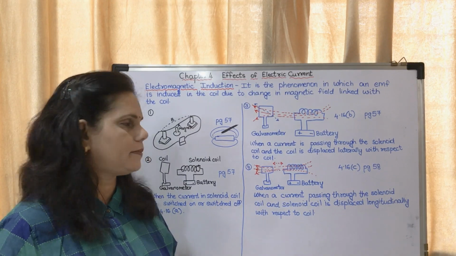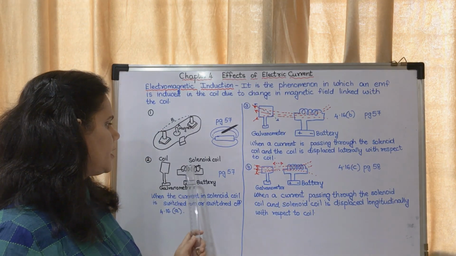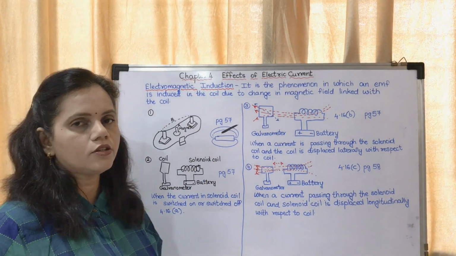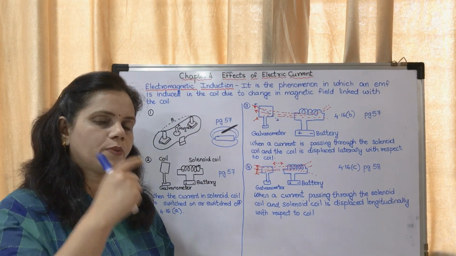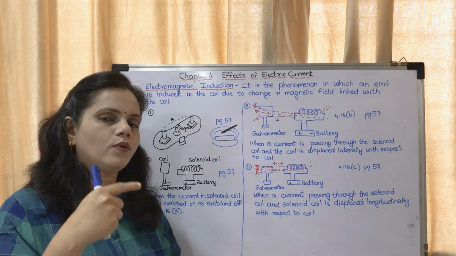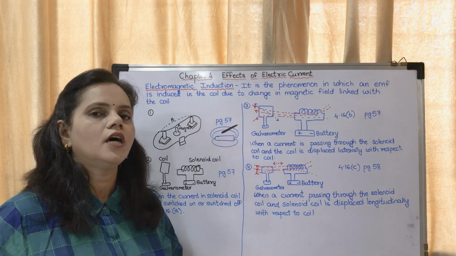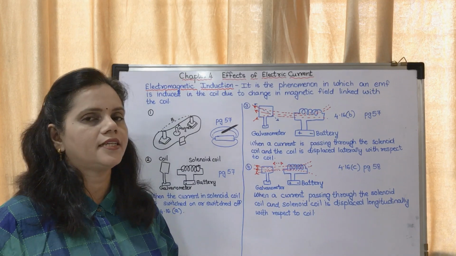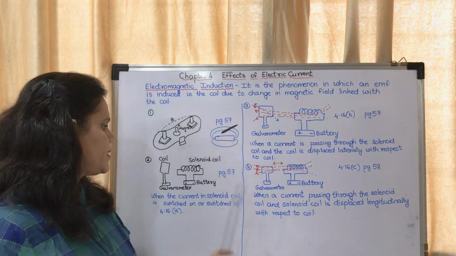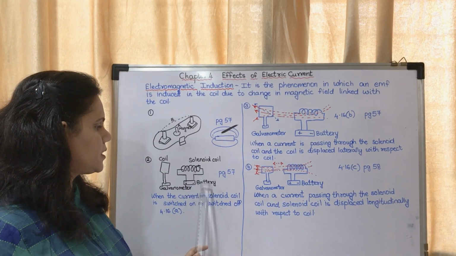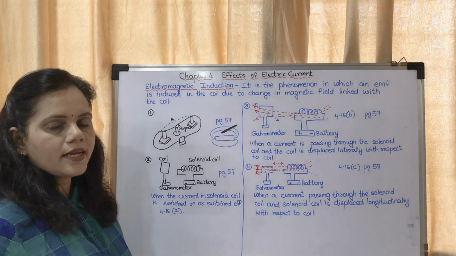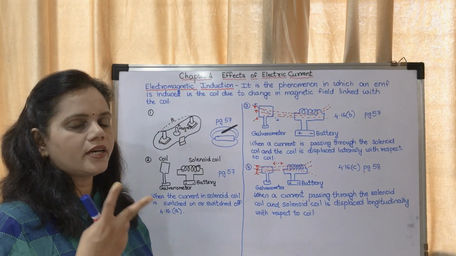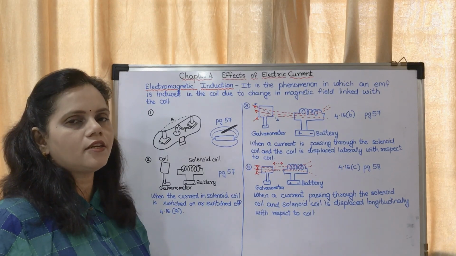Now the next experiment is, you have to take a coil and a solenoid coil. Now you know what is a solenoid coil. A solenoid coil is in the form of a spring. When an insulated wire is wound in the form of a coil, in the form of a spring, it is said to be a solenoid. You may see the solenoid coil is connected to a battery. This is connected to a galvanometer. There are two coils. One is a solenoid coil and one is a normal coil.